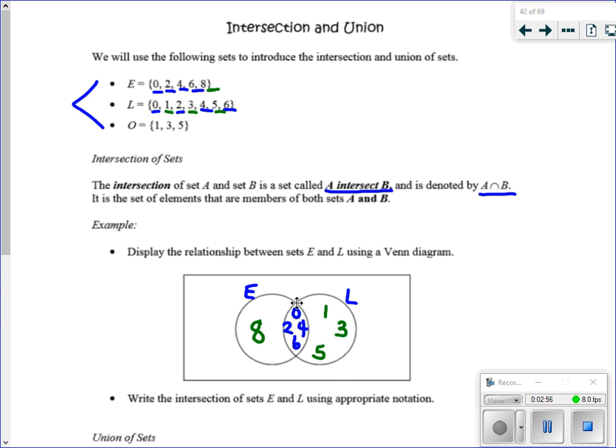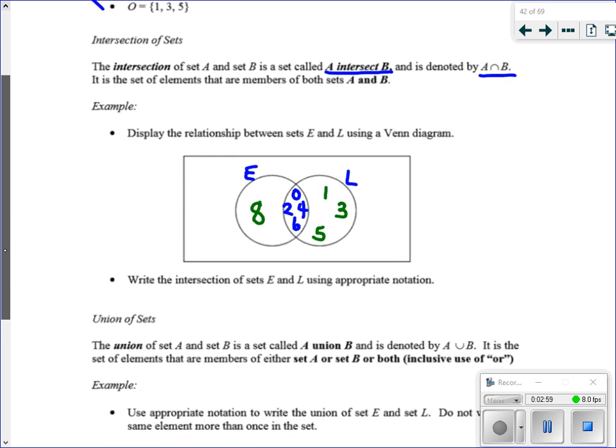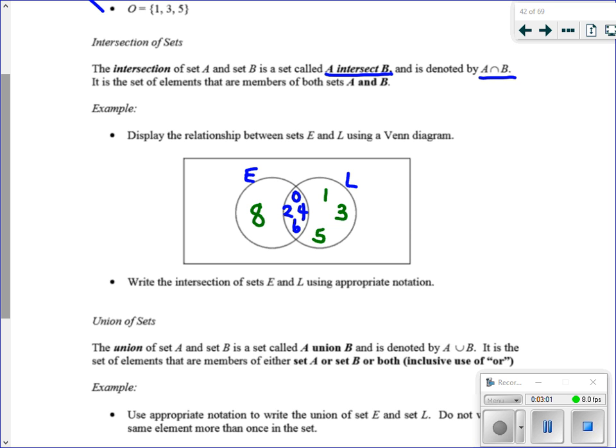So if we were going to use proper notation to write the intersection of sets E and L, we would write it like this. E intersect L equals the set 0, 2, 4, 6. Okay, that's all of the elements that would be in the section where set E intersects set L.